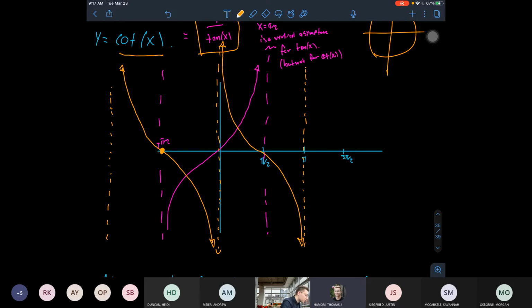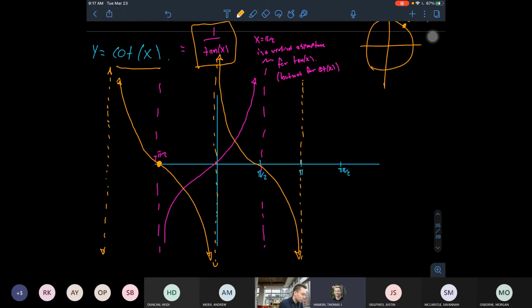So cotangent of x also has vertical asymptotes. It's going to have a vertical asymptote at the values of x which cause tangent of x to be equal to 0. That's where we're going to have a vertical asymptote for cotangent of x.